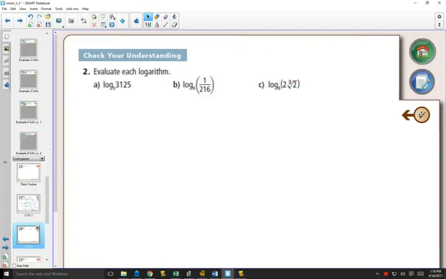To evaluate each of these logarithms, so evaluate mathematically, that means find an answer. You should be able to write this as a final answer. What we're going to do is use our definition of a logarithm and our powers chart and change these questions into similar questions that we did in 5.2 and 5.3.